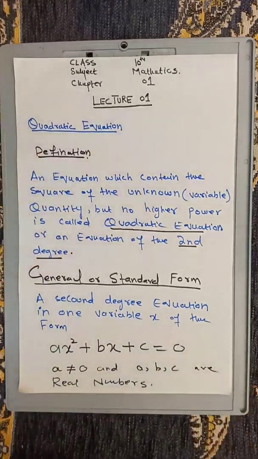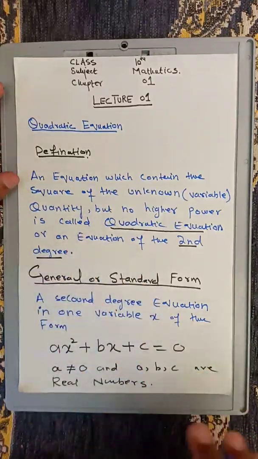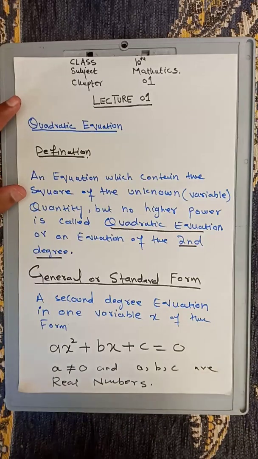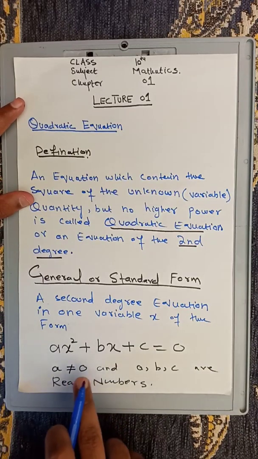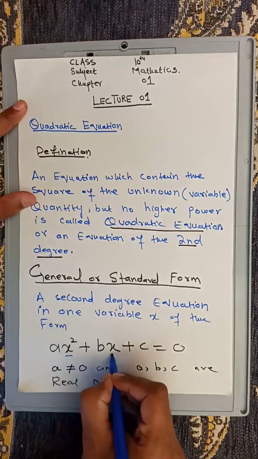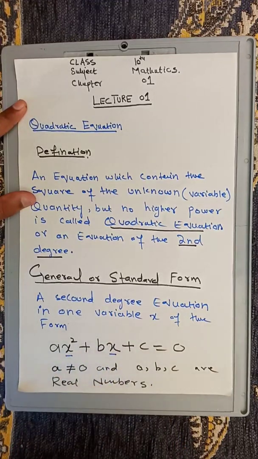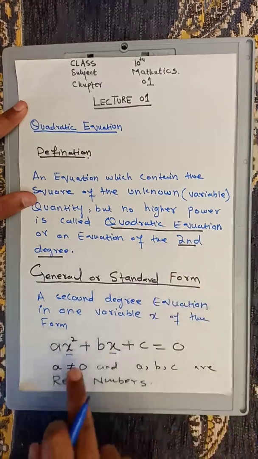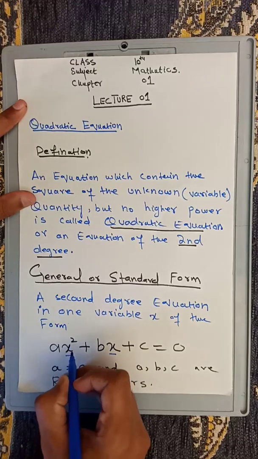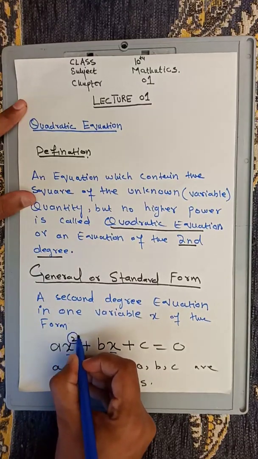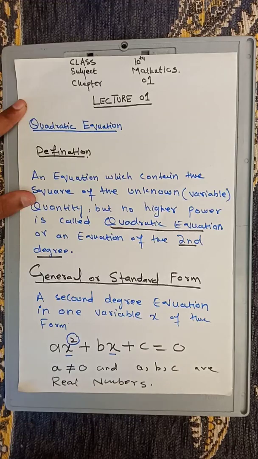Okay, students, we discuss here an equation which contains the square of the unknown variable. So students, here the unknown variable is x, because we don't know the value of that. When we solve the question, we will find out the value of x by different methods. Okay, students, so here we discuss second degree. If you look here, the highest power of the equation is 2. So that's why we call it a second degree equation.